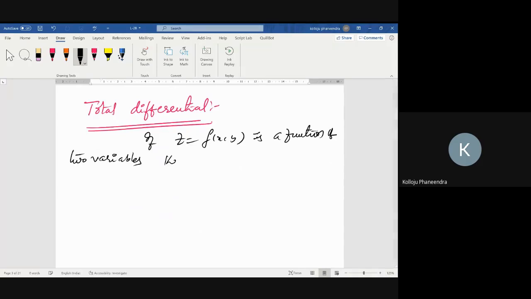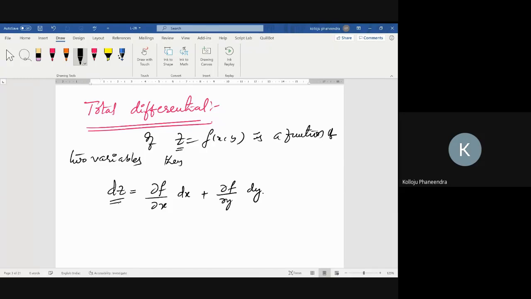then dz. What is this? dz means change in z. This is equal to dou f by dou x dx plus dou f by dou y dy. See, this is the derivative of z with respect to nothing, right? dz means derivative of z, not with respect to x, not with respect to y. That is called total differential. Total differential is denoted by dz.